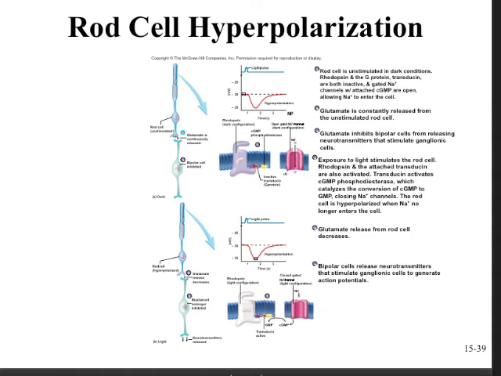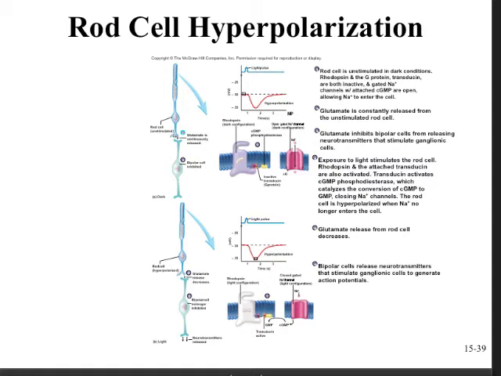So here we're looking at hyperpolarization. This is the rod cell all by its lonesome. The rod cell is unstimulated in dark conditions. Rhodopsin and the G protein transducin are inactive, and the gated sodium channels are stuck open, which allows the sodium to enter the cell. Glutamate is constantly released from the unstimulated rod cell, and this inhibits the bipolar cells from shooting out neurotransmitter that stimulates the ganglion cells.